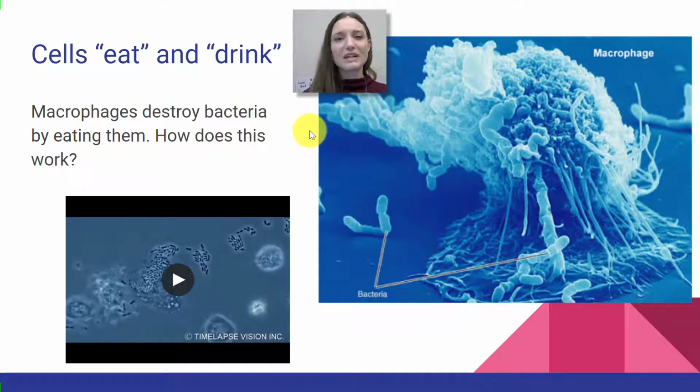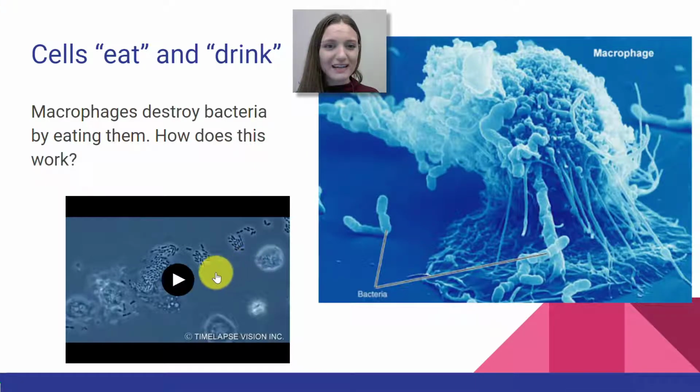So bulk transport is how cells eat and drink, right? So this is an image right here. We're going to use this as an example. This is an immune cell called a macrophage. Macro meaning large, phage meaning eater, or to eat, okay? So these are cells in our immune system that find and destroy bacteria by eating them, okay? But how do they do that? How does the cell eat? It doesn't have a mouth, it doesn't have a stomach, right? How does the cell eat, okay?